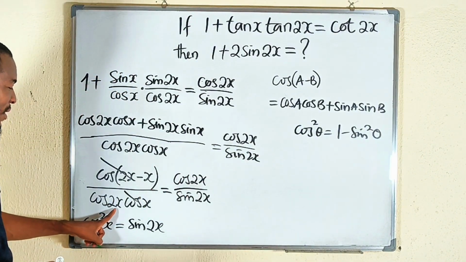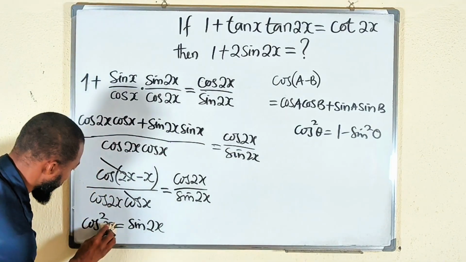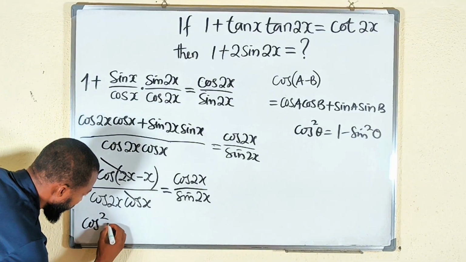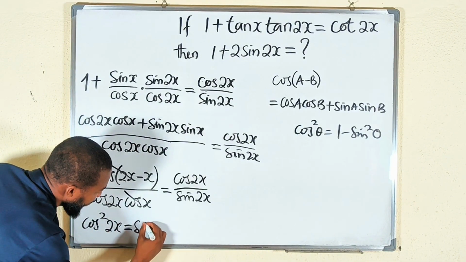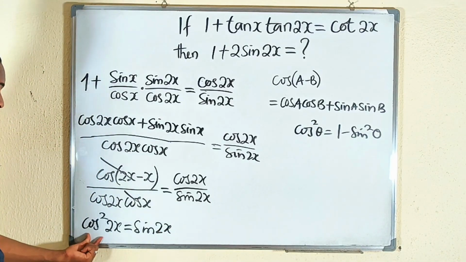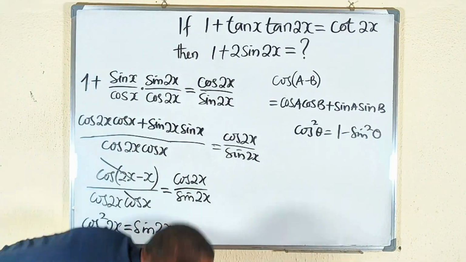Oh, this should be 2x, sorry. This is a mistake. Let me write it. Cosine squared 2x equal to sine of 2x. Sorry for that. All right. So instead of this, we can now write it as 1 minus sine squared 2x. So let's continue to the other side.